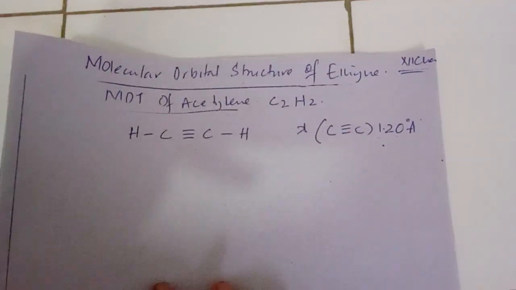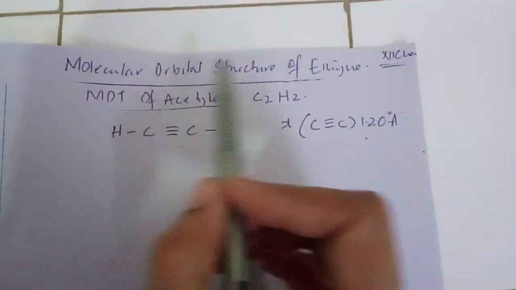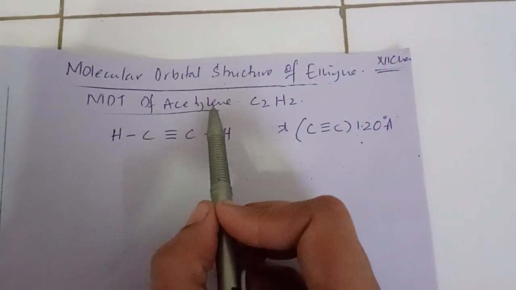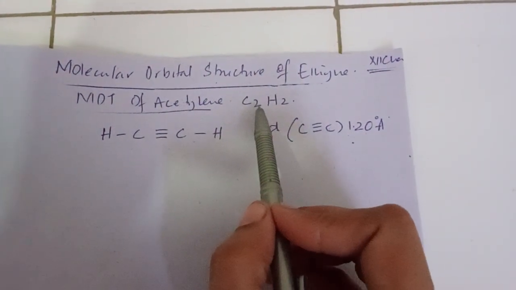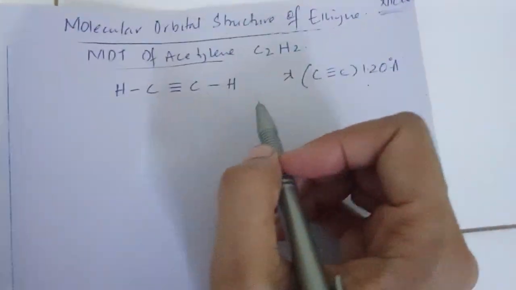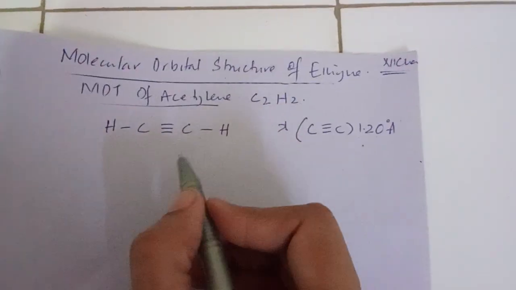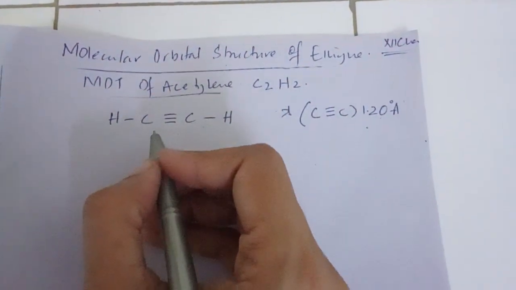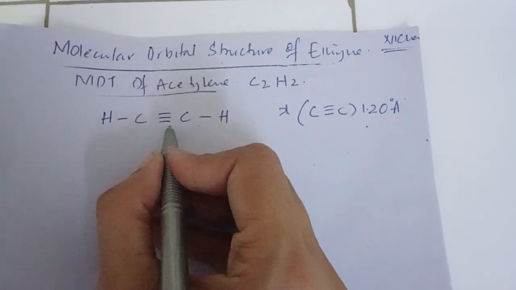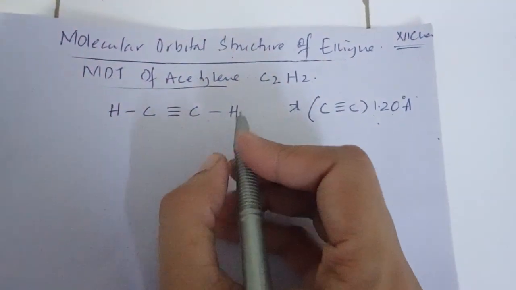Today's lecture is about the molecular orbital structure of ethyne. Ethyne, commonly also referred to as acetylene, has the molecular formula C2H2. If we consider the hybrid orbital structure or the molecular form of ethyne, we can easily understand that carbon has a triple bond with another carbon and is attached to two hydrogens.